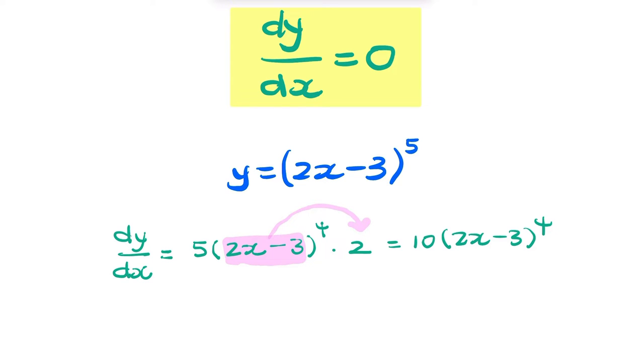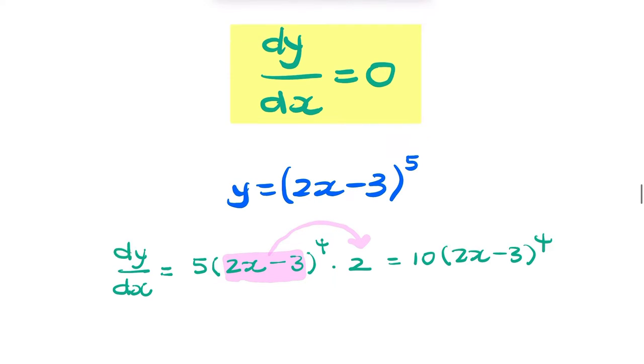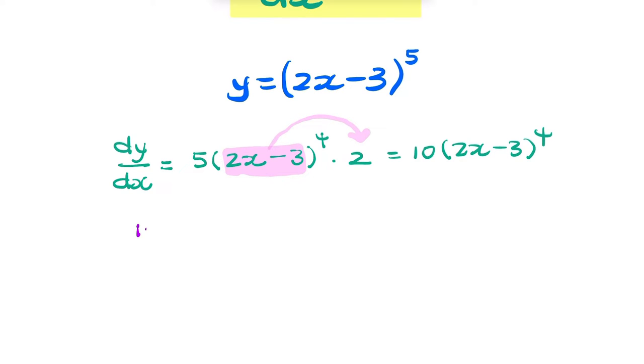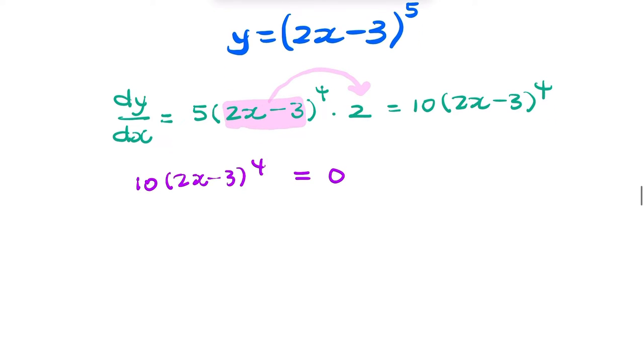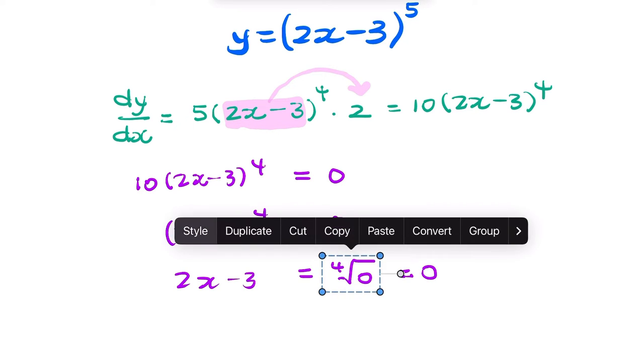Now remember, to find a stationary point, we want dy by dx to be equal to 0. So we say 10 times (2x minus 3) to the power 4 equals 0. So that means (2x minus 3) to the power 4 has to be equal to 0, and therefore 2x minus 3 has to be equal to 0. You could say, if you wanted to, the fourth root of 0, but that's a bit silly. Basically, it's equal to 0.